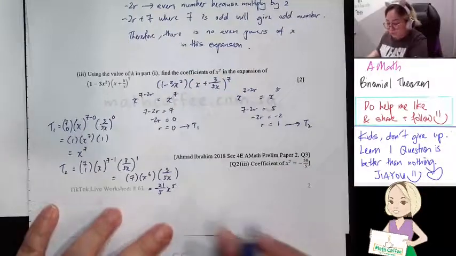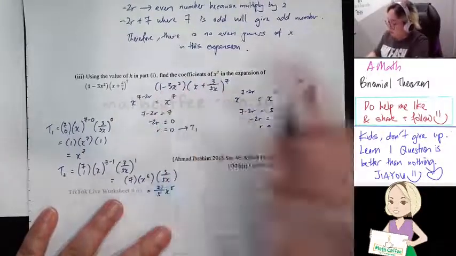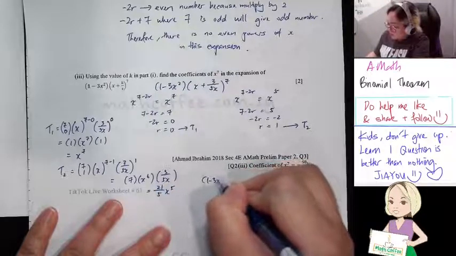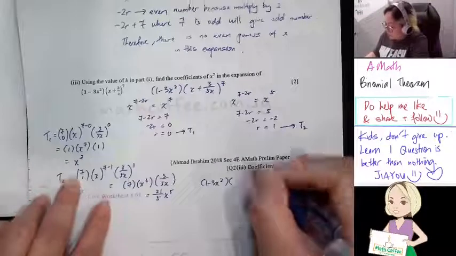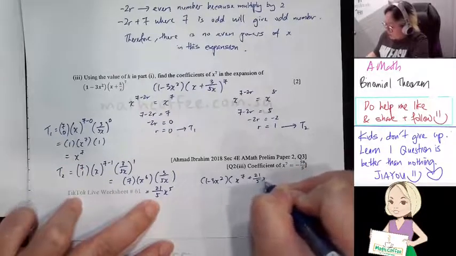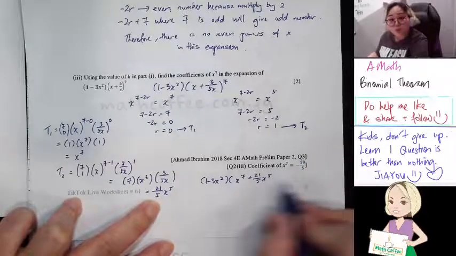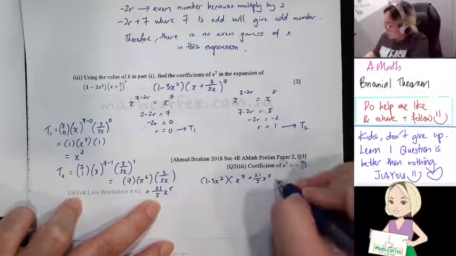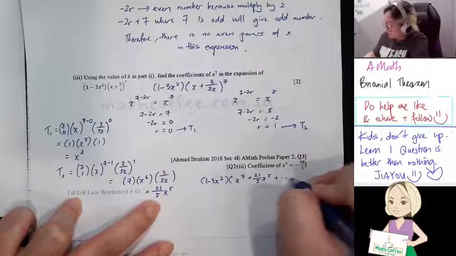So over here, I will write 1 minus 3x squared. I need to rainbow it with my x^7 plus 21/5 x^5. But take note, this one by right has other terms, but we are not interested, so just put plus dot dot dot.